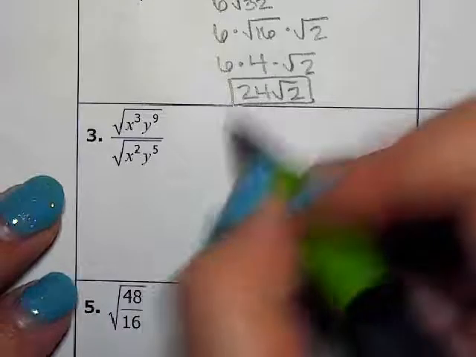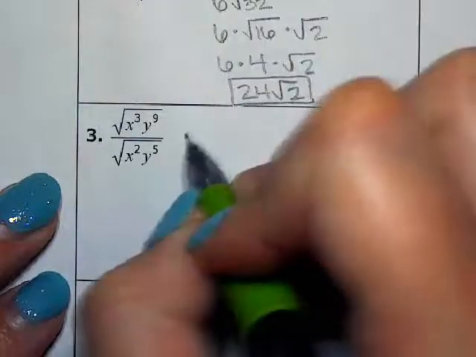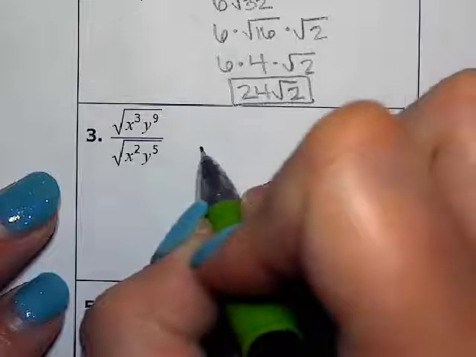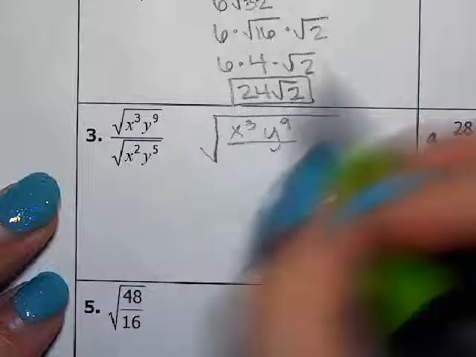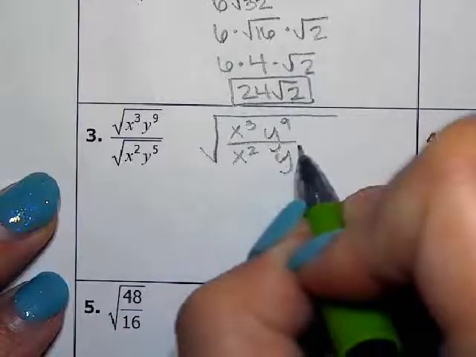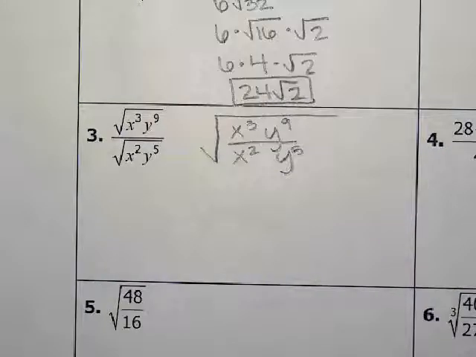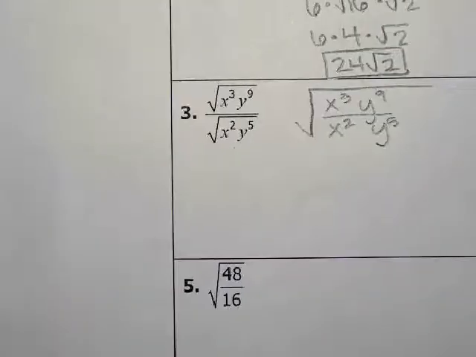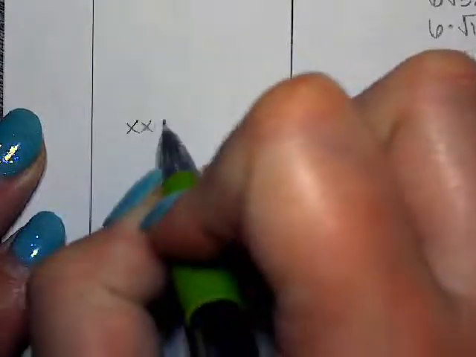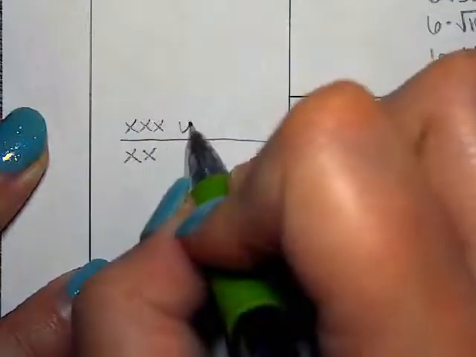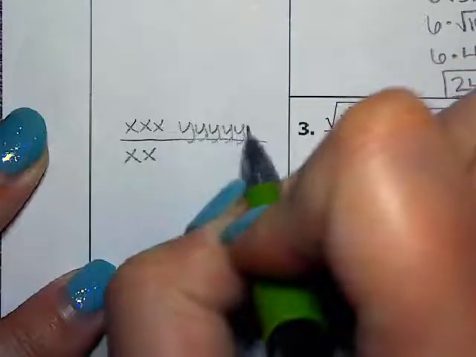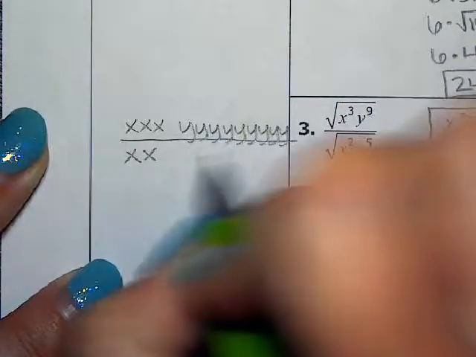Okay. So for this one, I am going to put the square root over the whole thing. X to the 3rd, y to the 9th, x to the 2nd, y to the 5th. Now off to the side, in case you have forgotten how some of these exponents work, x to the 3rd, x to the 2nd, y to the 9th, y to the 5th.